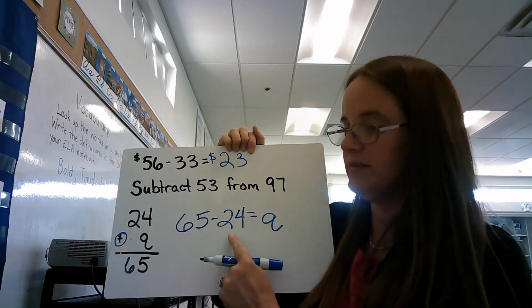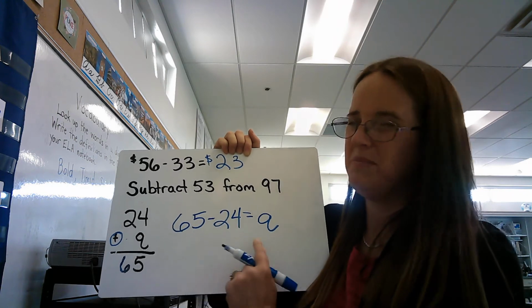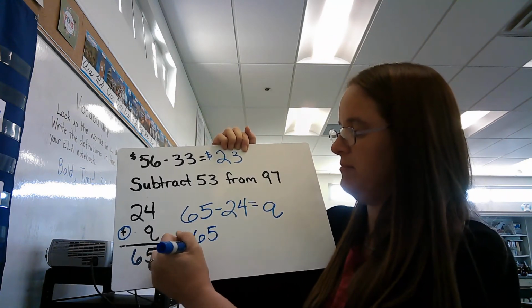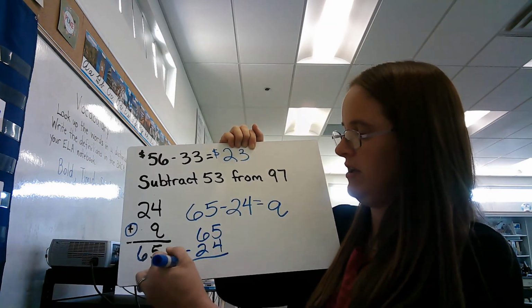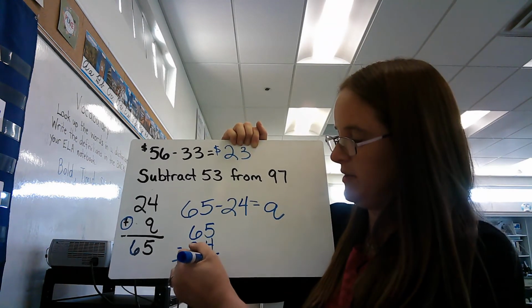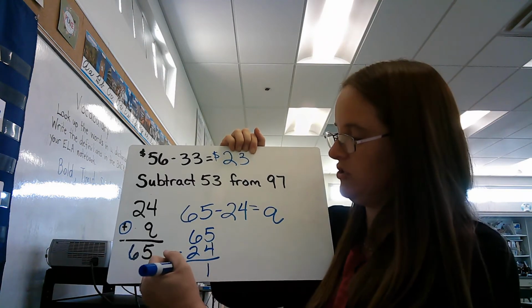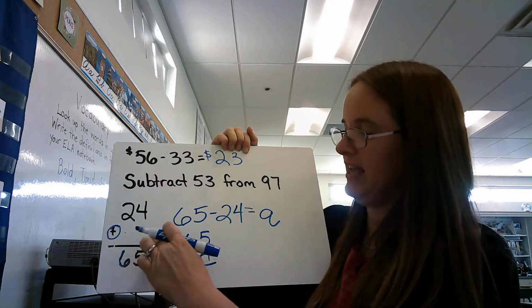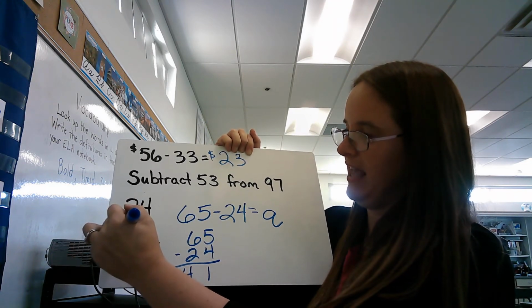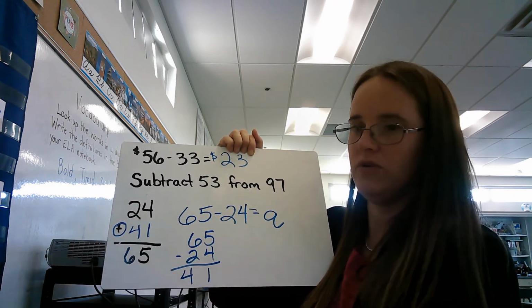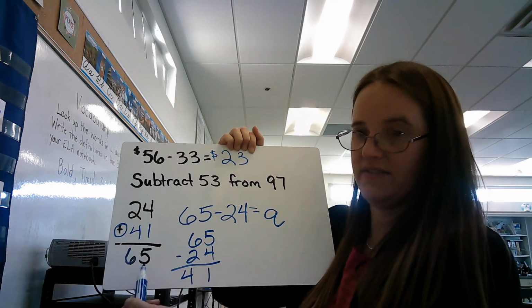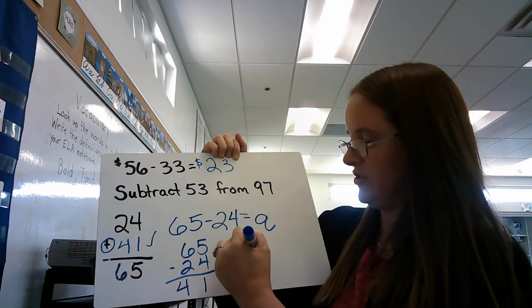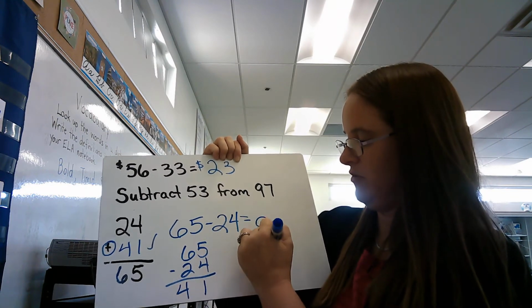I know if I do this subtraction problem, I'll get Q, but I don't like the way that's written. So I'm going to rewrite 65 minus 24. 5 minus 4 gives me 1. 6 minus 2 gives me 4. And I can check my answer by popping a 41 in here for Q. 4 plus 1 is 5, yes. 2 plus 4 is 6. I've checked my answer. Q must equal 41.